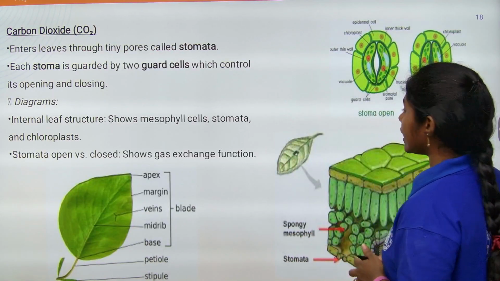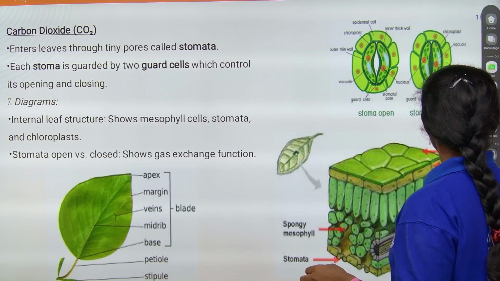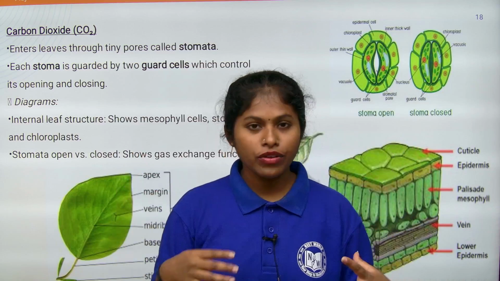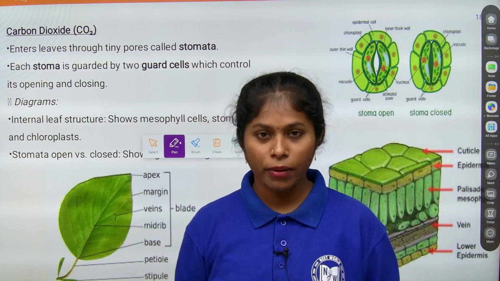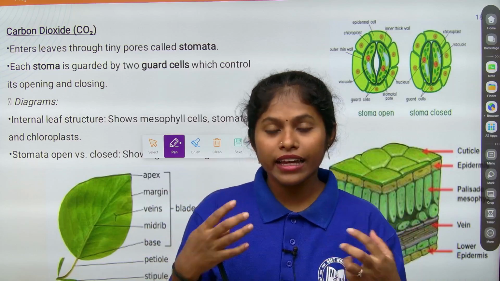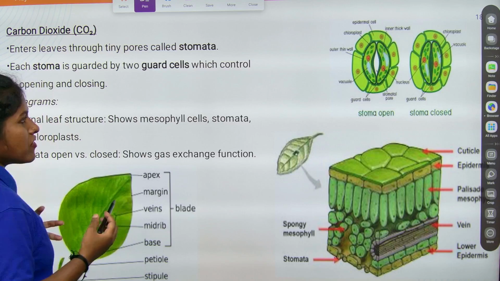So if you see the internal structure, children, this is the leaf structure. What is internal structure? Nothing but the inside. Just as we have a covering and inside we have a heart, lungs, stomach, everything. But can we see it? No, they are internal structures, internally present. We can't see that. Like that, plants also have internal structures.